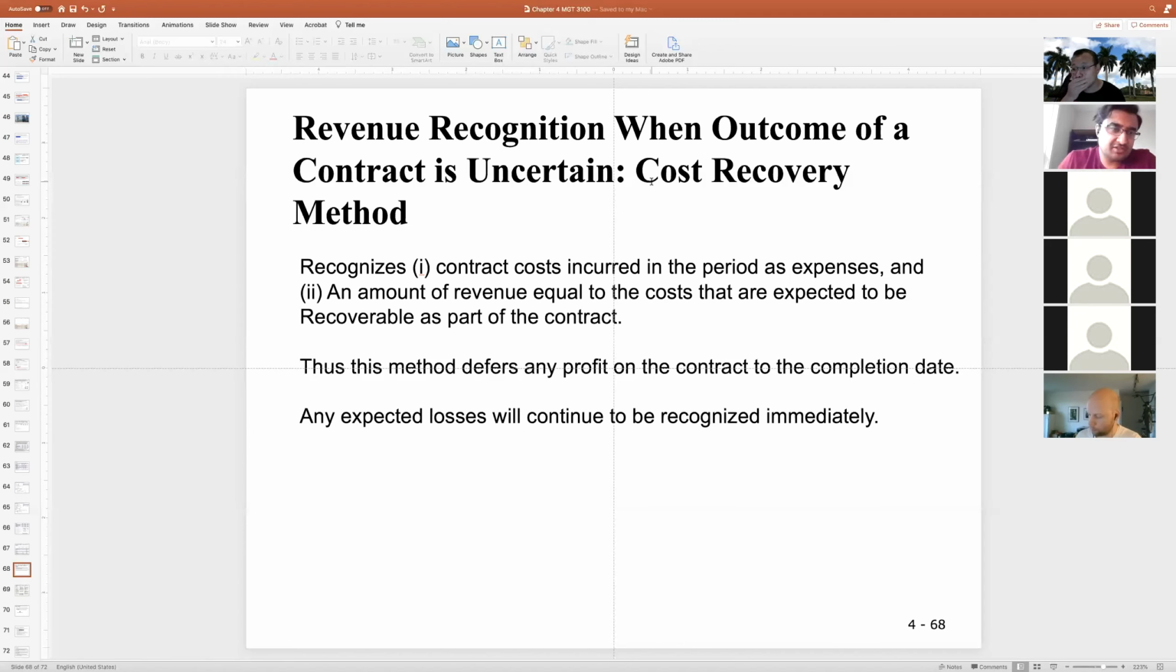Sorry, I have a quick question. For the cost recovery method, when would you know when to apply a cost recovery method, or just take the loss when it's the second year?